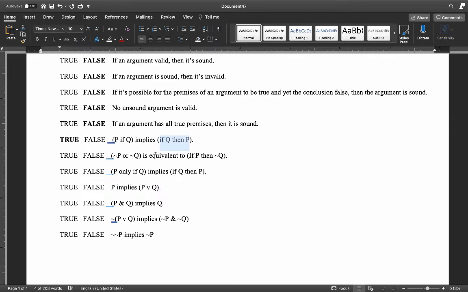Next one, not P or not Q is equivalent to if P then Q. That's true. Remember the rule of material implication, which we talked about, says that if P then Q is equivalent to not P or Q. And the idea there is this says either P is wrong or Q is right, which means if not P is false, then Q must be right. So not P or Q is the same as P arrow Q.